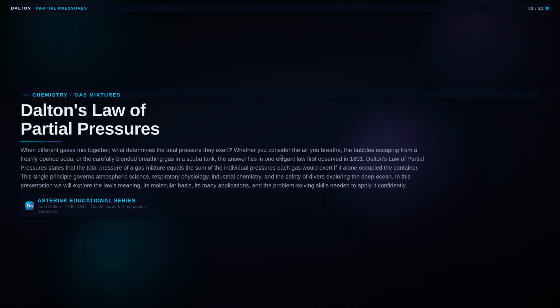Dalton's law of partial pressures states that the total pressure of a gas mixture equals the sum of the individual pressures each gas would exert if it alone occupied the container. This single principle governs atmospheric science, respiratory physiology, industrial chemistry, and the safety of divers exploring the deep ocean. In this presentation, we will explore the law's meaning, its molecular basis, its many applications, and the problem-solving skills you need to apply it confidently.